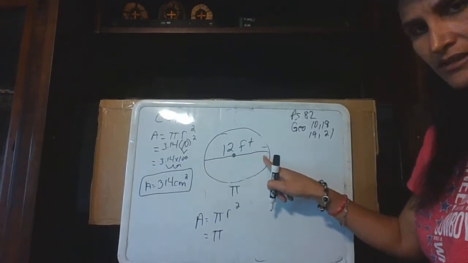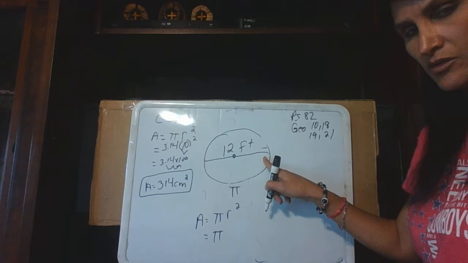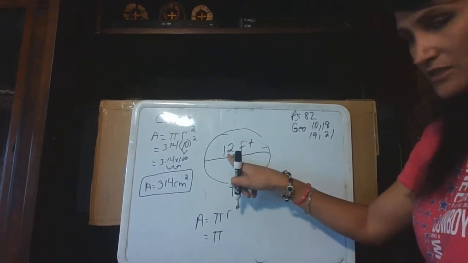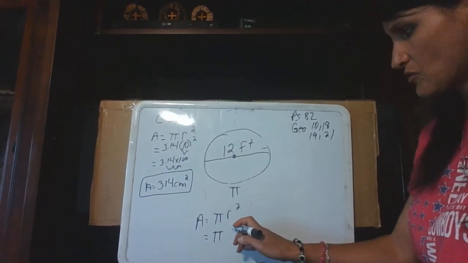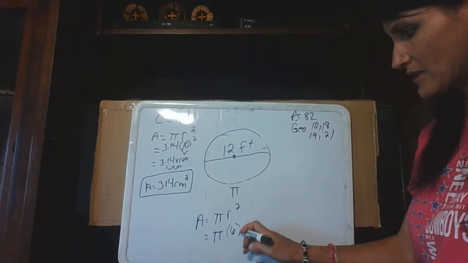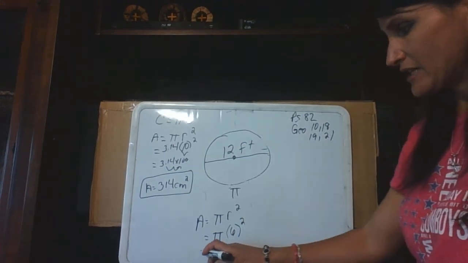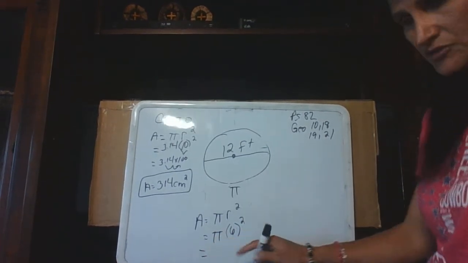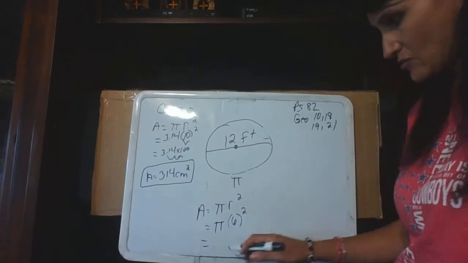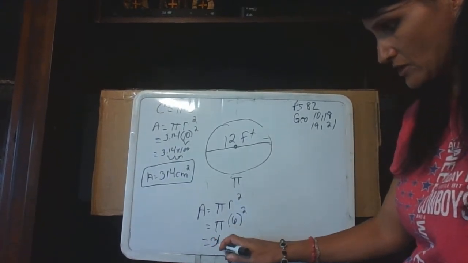Now 12 is not the radius, 12 is the diameter. Remember that the radius is half of the diameter, so I'm going to take half of 12, which is 6, and I'm going to square it. And then I'm going to simply reorder this. Now do your PEMDAS, so you're going to say 6 squared is 36, that goes first.